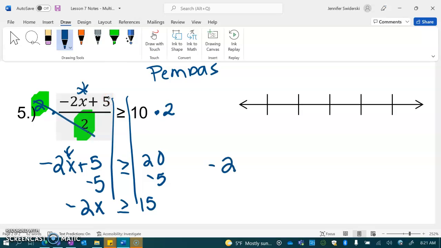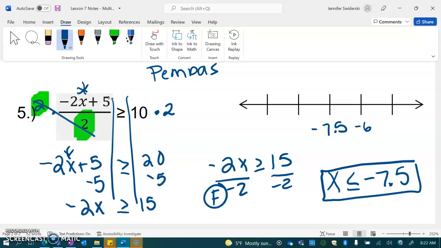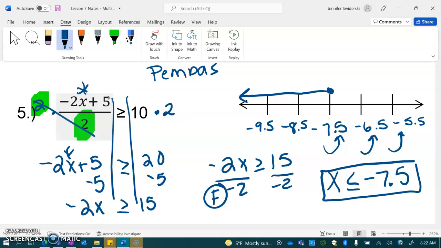I'm going to write this again over here, negative 2x is greater than or equal to 15. I divide by negative 2, which means I'm going to have to flip. So I get x is less than or equal to negative 7.5. I'll graph that. If this is negative 7.5, this might be negative 6.5, negative 5.5, and so on. The circle is going to be closed. This would be negative 8.5, negative 9.5, and going to the left. This week we also talked about, if I go up or down by just 0.5, this could be negative 7.5, negative 7.0, negative 6.5. As long as you're being consistent in what your graph is going up or down by, you should be okay.